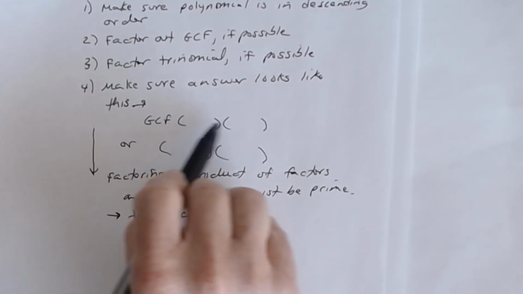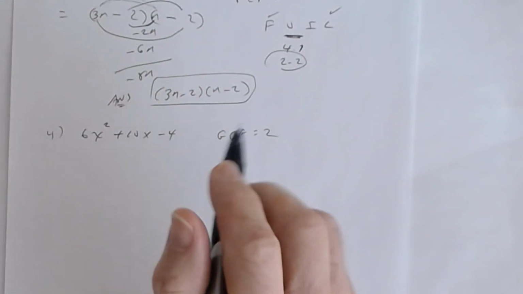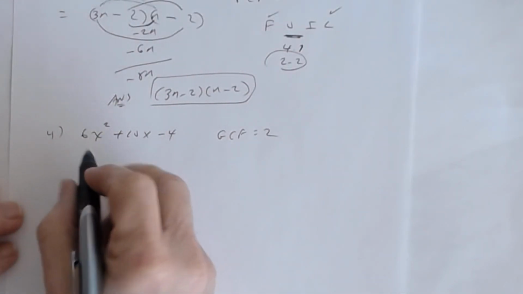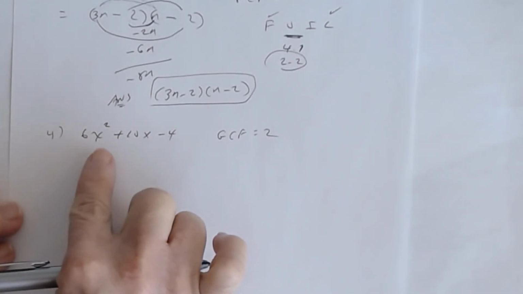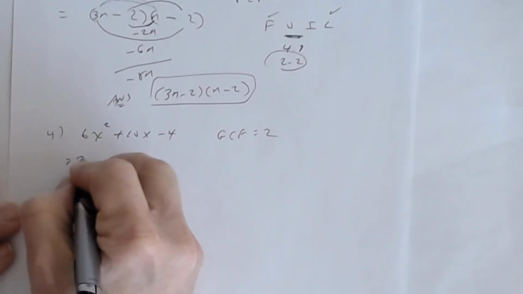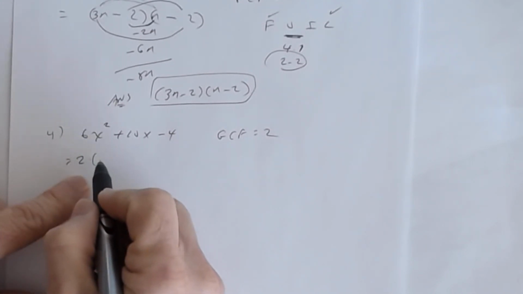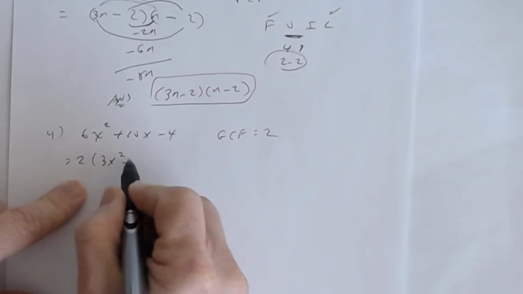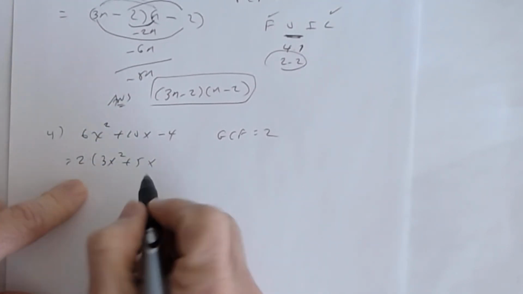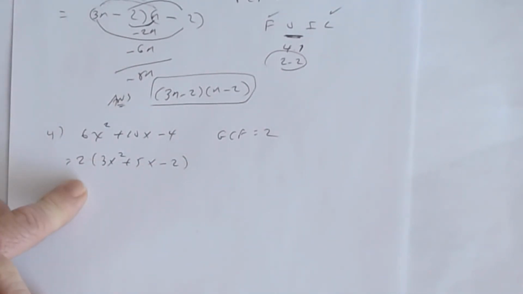The GCF times two binomials. So we're going to factor out the 2. In last week's worksheet, you had a problem where you did factor out. So factor out the 2. So you're going to say 2 times, and then remember the idea of the distributive property. 2 times 3x squared is 6x squared. 2 times a positive 5x is 10x. And then 2 times a negative 2 is a negative 4.